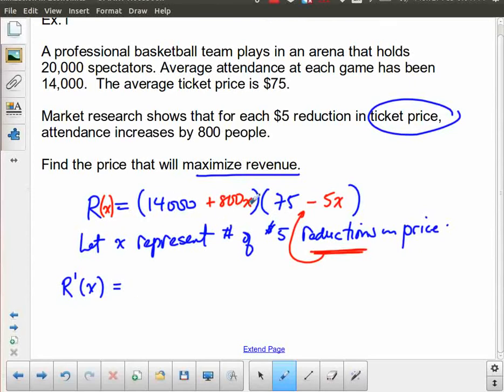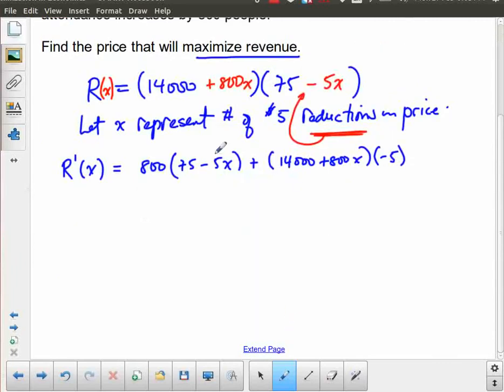So the first thing I'll do is take the derivative of this first part, which is just going to be 800, times the second part, which is 75 minus 5x, plus the first part, 14,000 plus 800x, times the derivative of the second part, which is equal to negative 5. And before I do anything more with this, I'm going to set r prime of x equal to 0, because I am trying to find my extrema. At this step, I'm trying to find any local extrema, and then I'll test to see whether or not any of them are actually absolute extrema.